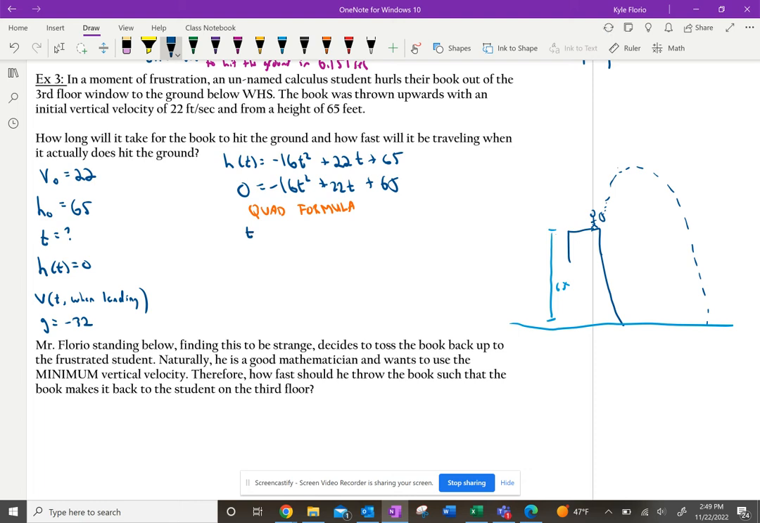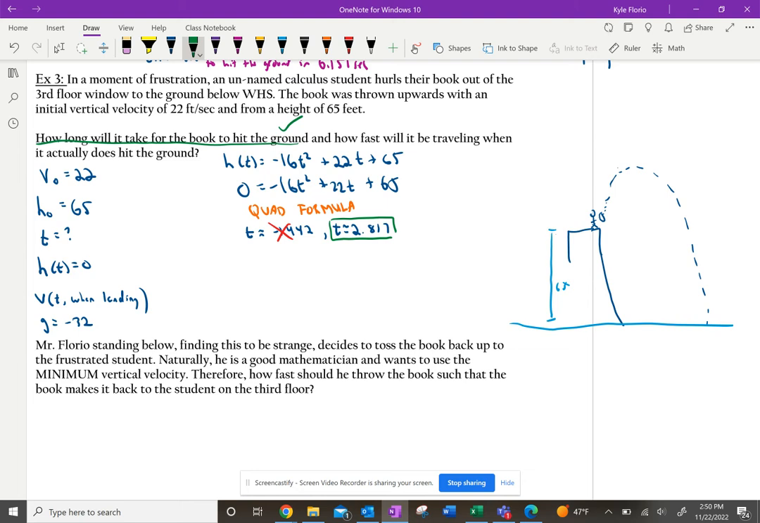What do I get? You get about negative 1.442, and you get t is about 2.817. Again, this first one we have to throw out because we can't have negative time. So this is the time we're going to use. In 2.817 seconds, it hits the ground. So how long will it take for the book to hit the ground? 2.81 seconds.